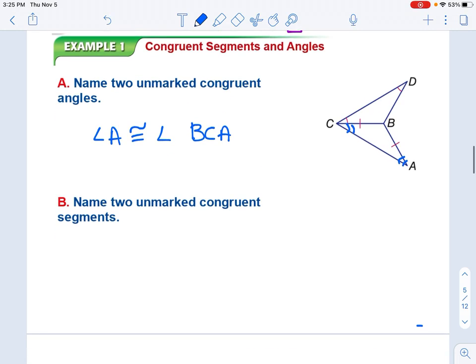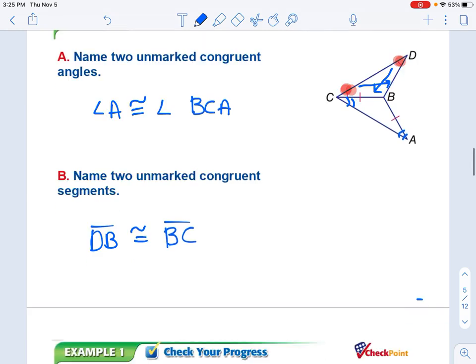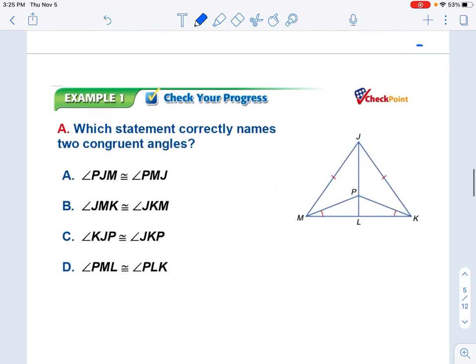Now we need to name two unmarked congruent segments. So now I need to look at my angles on my other piece, and I know my opposite segments must be congruent. So segment DB must be congruent to segment BC. All right, now we get a new picture.